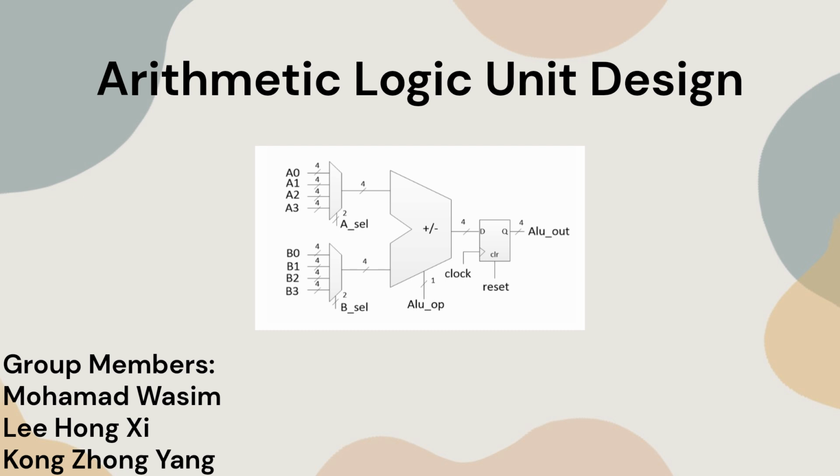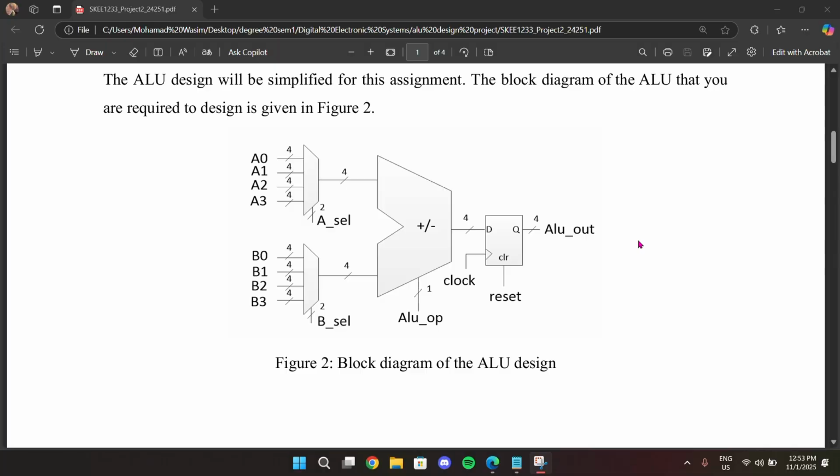And today I will be explaining the arithmetic logic unit design required for project 2. So before going to Quartus, I would like to first explain the specifications required for the ALU design. As you can see here, there are two 4-bit 4-to-1 multiplexers, a 4-bit adder subtractor, and a 4-bit parallel in parallel out register, or a PIPO register.